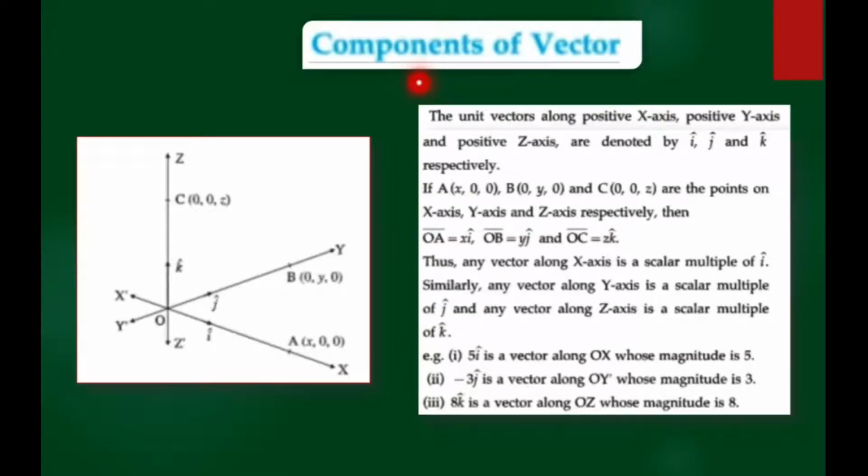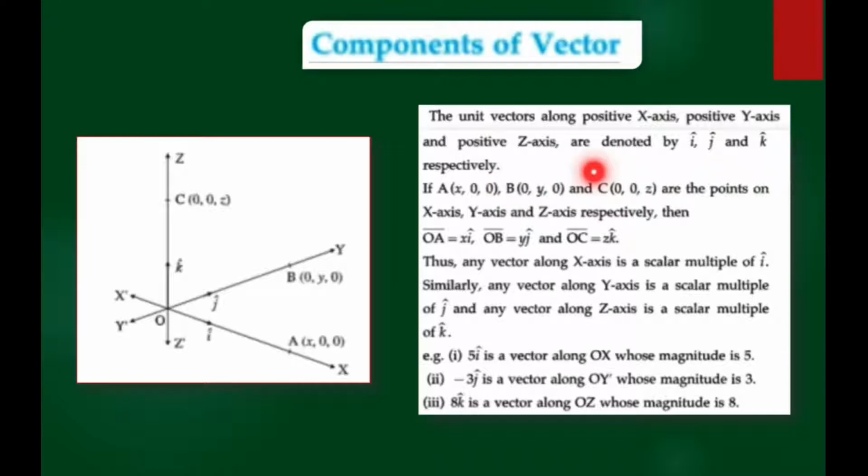So today we see components of vectors. For that we consider some points on coordinate axes and unit vectors along them. The unit vectors along positive x-axis, positive y-axis and positive z-axis are denoted by i cap, j cap, k cap respectively. This part we already discussed.